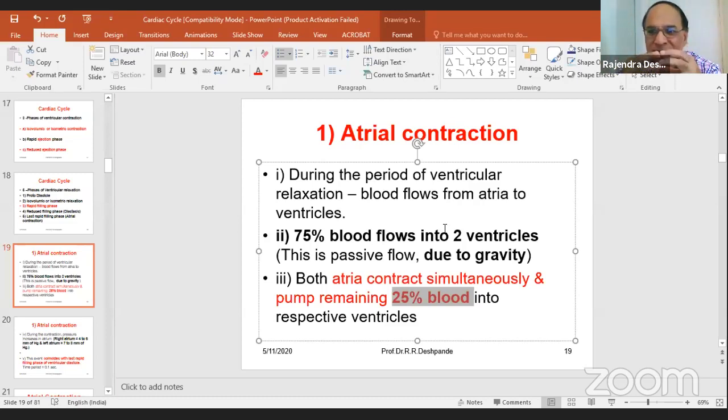So these two events just have another name, but the things are the same. Why the last rapid filling? Because of the atrial contraction.